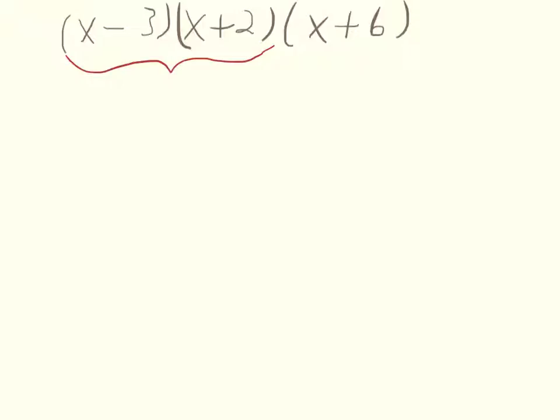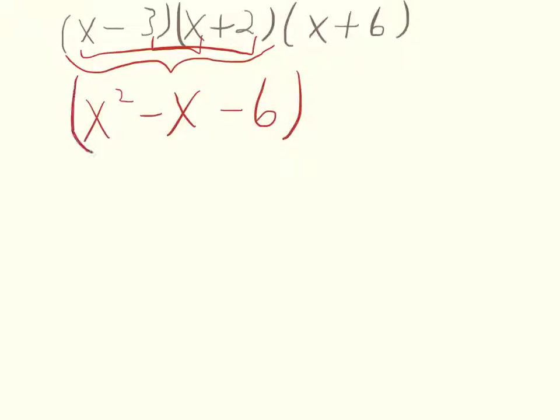Okay, so we have the first, x times x, x squared. The outer pair, x times 2, that's 2x. And then the inner pair right here, negative 3 times x. So I have positive 2 times x and negative 3 times x. 2x minus 3x is negative 1x. And then our last, negative 3 times positive 2, is negative 6. So there's the product of the first 2 binomials. And I'll just bring down the x plus 6.